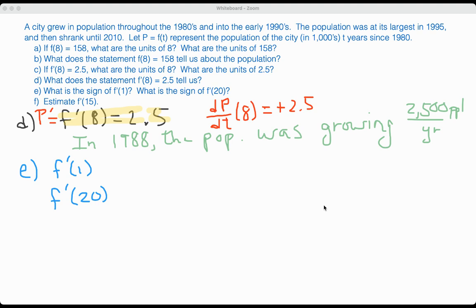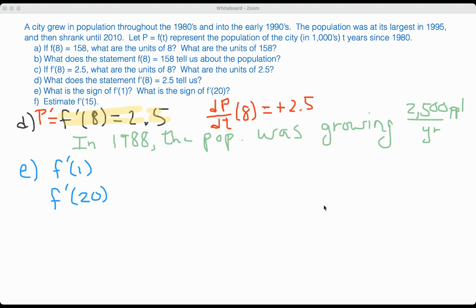So this is just a fancy way of saying that when the time is 8, that means in 1988, 8 years after 1980, the population was growing 2,500 people per year. dp over dt, since p is in thousands of people and t is in years, tells us it's changing in thousands of people per year.